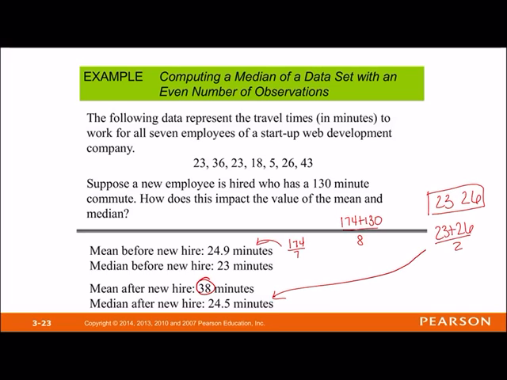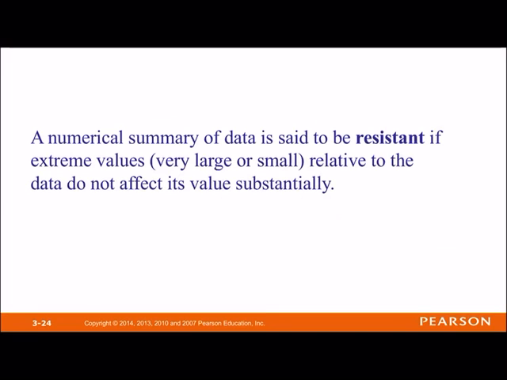Okay, so before I switch slides, I just want to point something out. Look at how different the mean is before and after. One was 24.9 and the other one jumped up to 38. That's a drastic difference. But look at the median. The median was 23 before, and now it's only 24.5. That's not that far off. So that's going to explain this next definition.